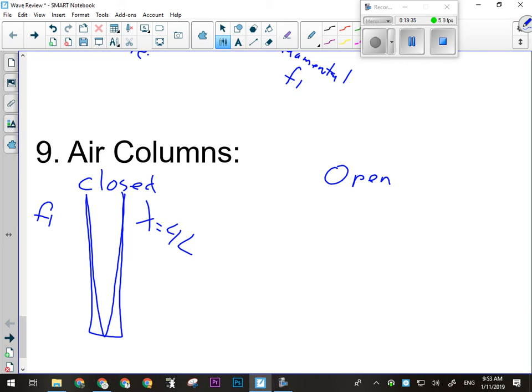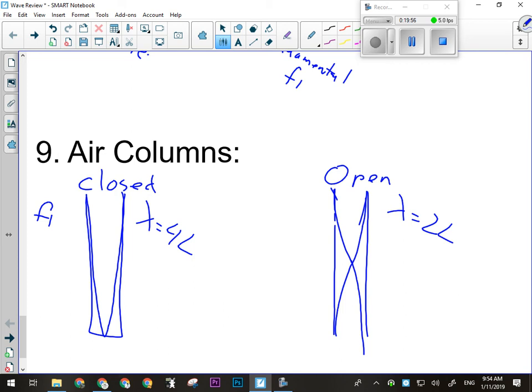Okay, with an open air column, our fundamental frequency looks like this. Okay, how many wavelengths are in there? Half, right, which is why lambda equals 2L for an open air column.